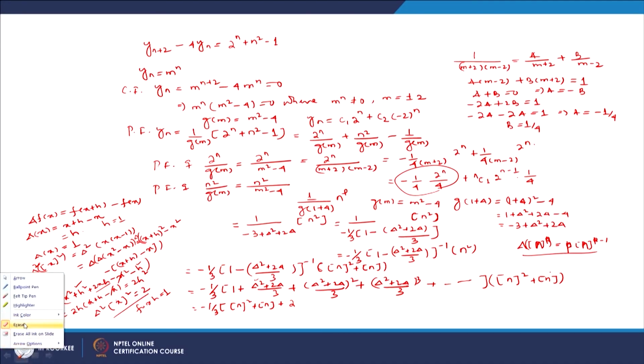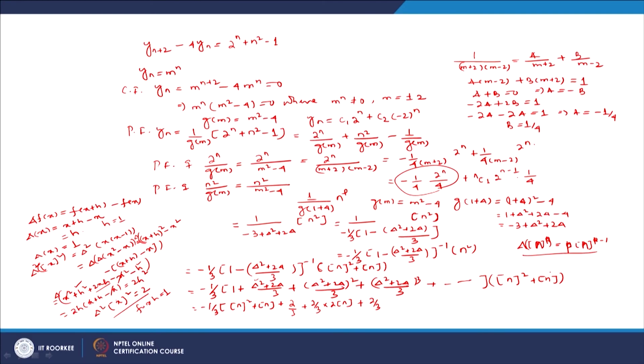Similarly, if you operate 2 delta on n square or bracketed n square, it will give you 2 n here. Similarly, if you operate delta square on bracketed n, this will give you 0, and 2 by 3 delta operated on n gives you 2 by 3 here. So the first value gives you 2 by 3, then 2 delta operating gives 2 by 3 into 2 n, and the immediate next value gives you 2 by 3.